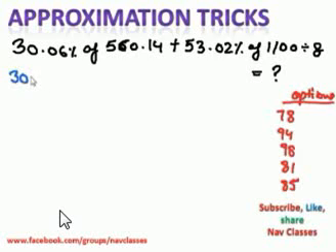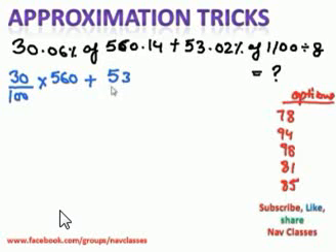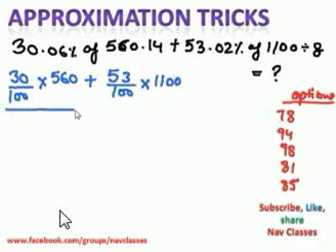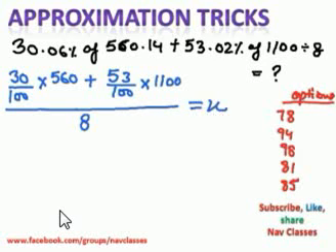Okay, we can take it 30 because it is 30.06. 30% means you divide by 100 and multiply by 560. You can keep it 560 plus 53. Yes, 53 divided by 100 because of percentage, multiplied by 1100. And we are going to divide it by 8. So let's simplify this. Let's divide this whole with 8, that will be a simpler form, is equal to x. So you have to solve this.